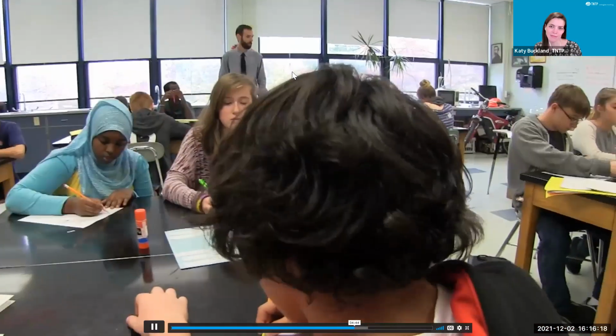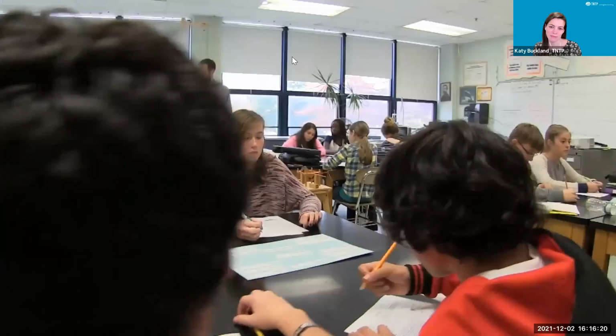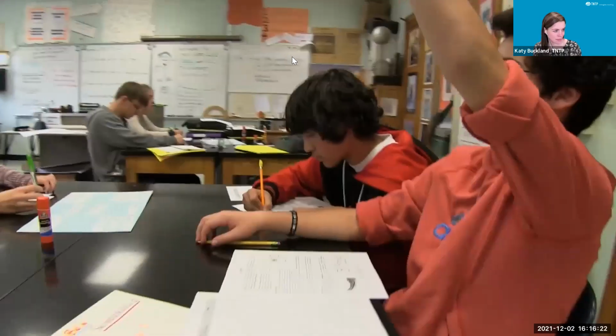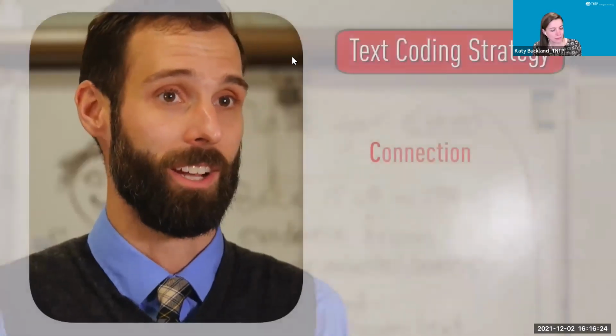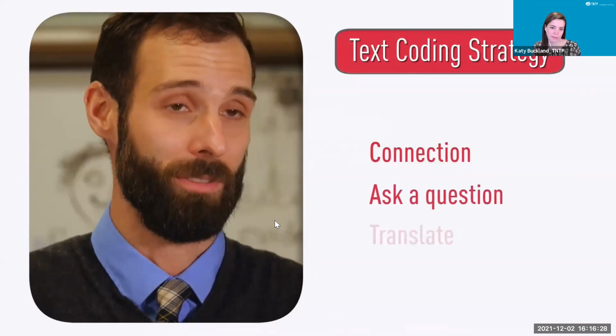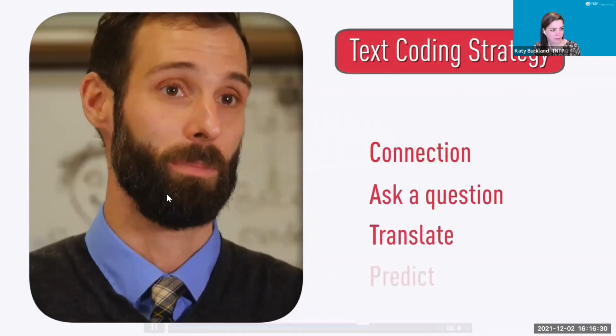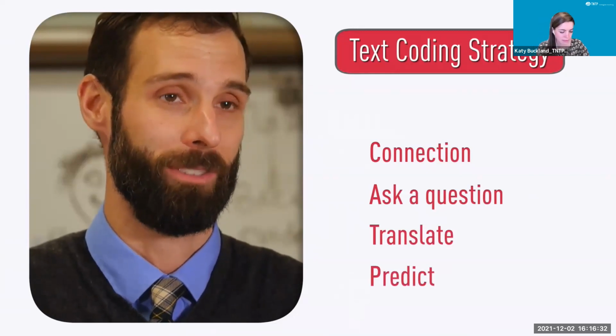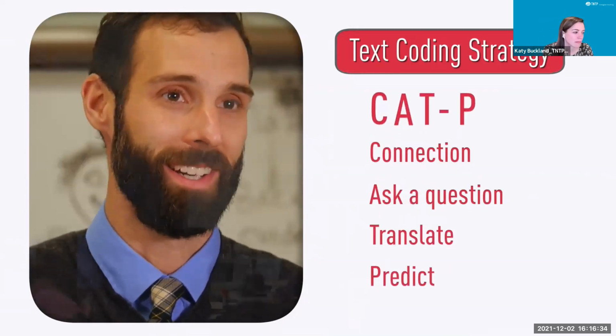We have a classroom strategy that we use all year long, and what kids do is, as they're reading, they code the text in one of 4 ways. They could make a connection to something they know, they could ask a question, they could translate the information into their own words, or they could predict what's going to happen next in the text. So we affectionately call that CAT P.